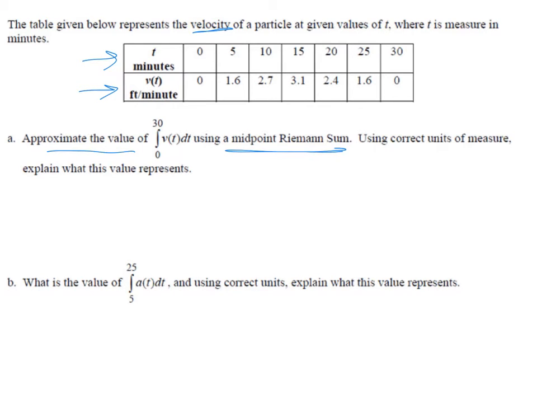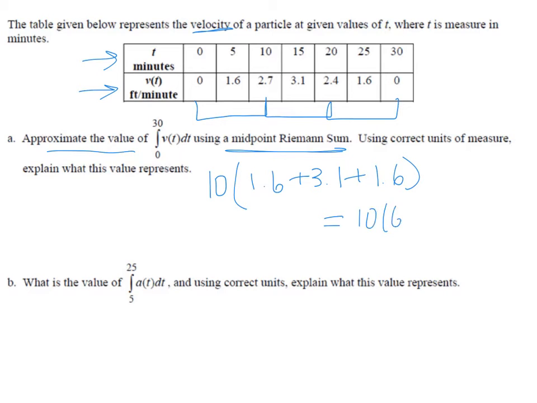All right, so I'm going to do the midpoint Riemann sum down here, because we're going to go every 10. So you would do 10 times 1.6 plus 3.1 plus 1.6, and that would equal, exactly, sorry, 6.3 times 10, so that would be 63, and that would be in feet. And so this is the amount of change.